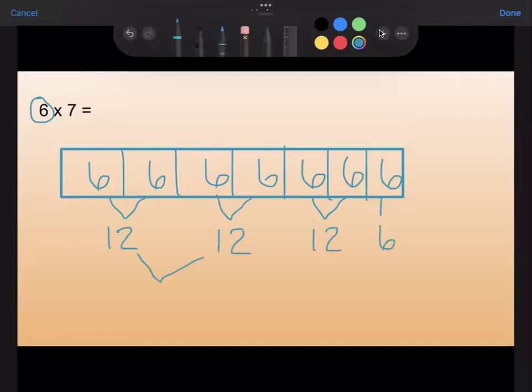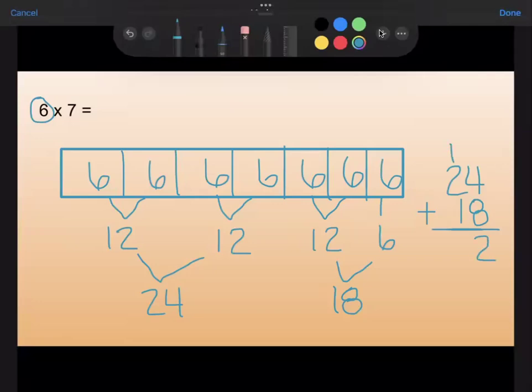Now I know 12 plus 12 is 24. And I know that 12 plus 6 is 18. So now to get this final answer, I just have to add together 24 and 18. So 4 plus 8 is 12. And then 1 plus 2 plus 1 is 4. So that means 6 times 7 is equal to 42.